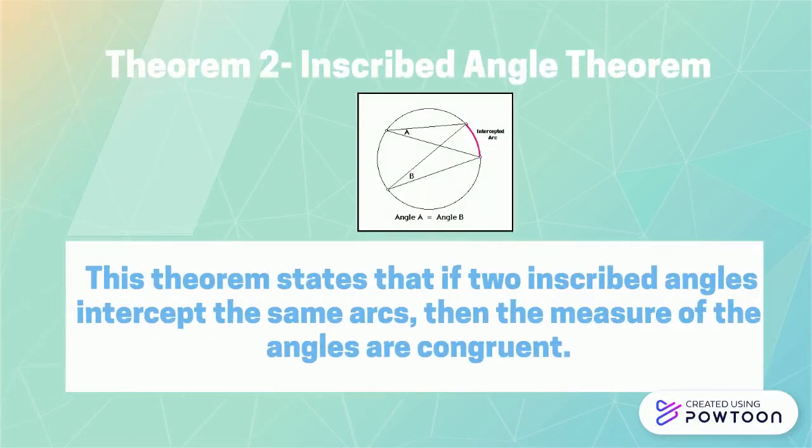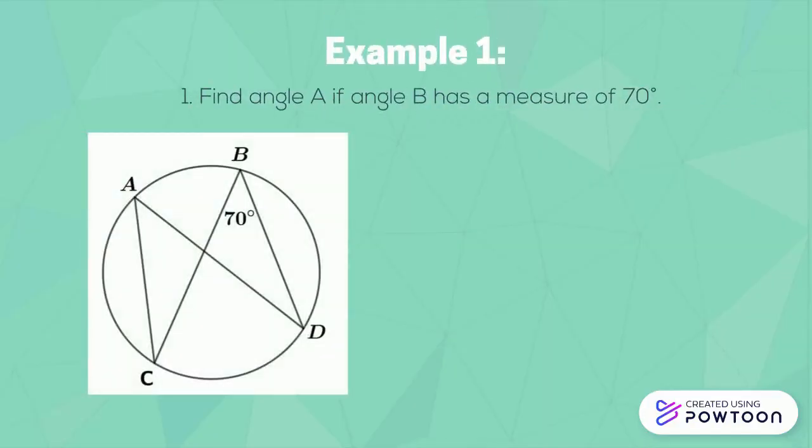Next, we have the inscribed angle theorem. This theorem states that if two inscribed angles intercept the same arcs, then the measures of the angles are congruent. Let's try answering this example. Find angle A if angle B has a measure of 70 degrees.